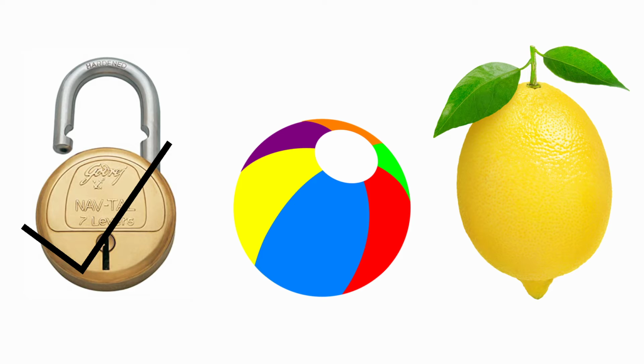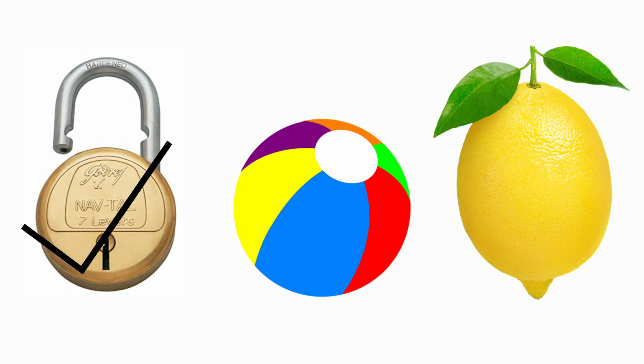Next one, ball. The beginning sound of the picture ball is B. And the sound of the letter L is L. The beginning sound of the picture ball and the sound of the letter L are different. So, we should not tick the picture ball.